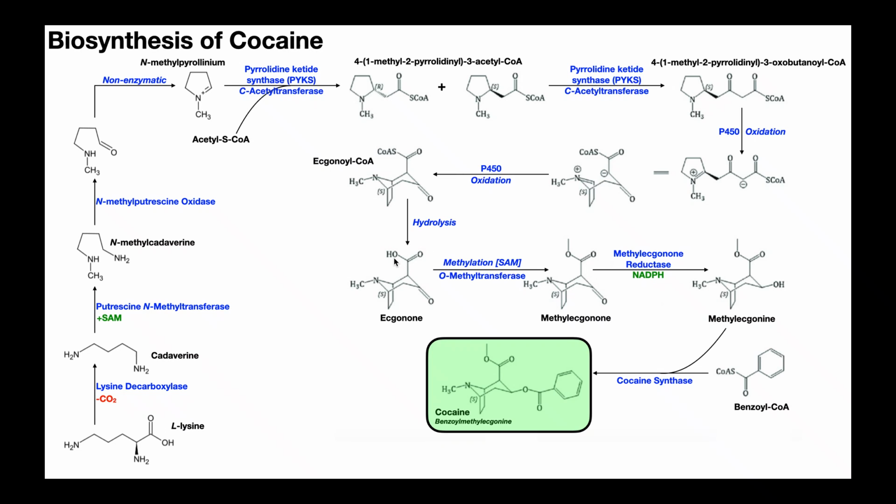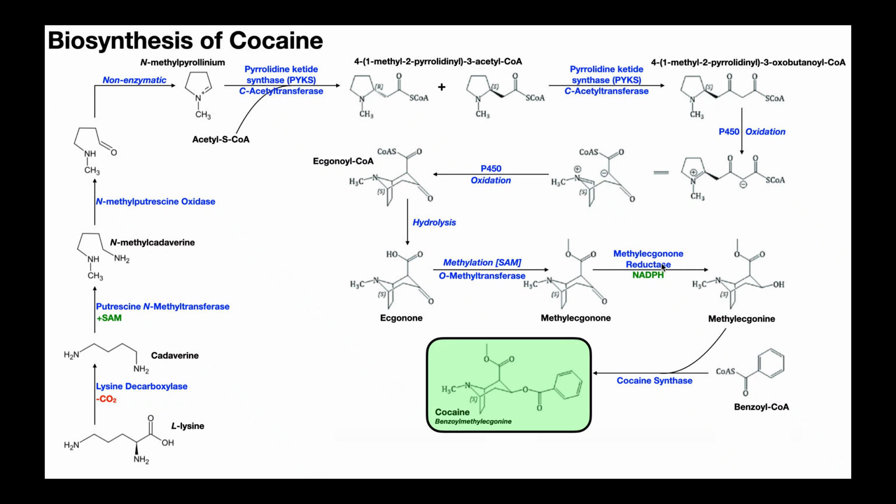Now, this oxygen of the carboxylic acid is going to be methylated. It's going to be methylated by an O-methyltransferase reaction, as you would guess. The methyl donor is going to be S-adenosylmethionine. Now you have a methyl group there. This molecule is aptly named ecgonine methyl ester.